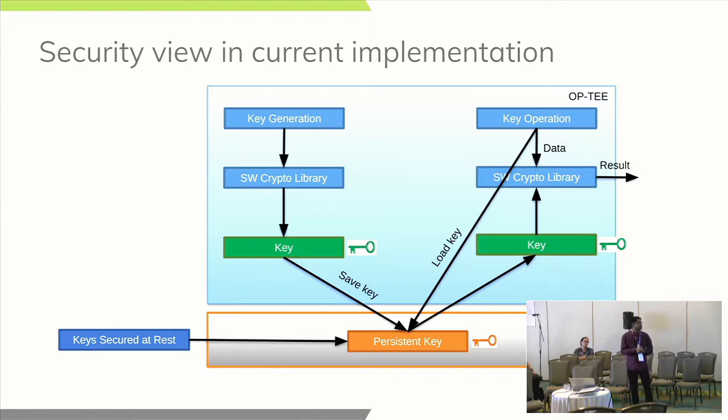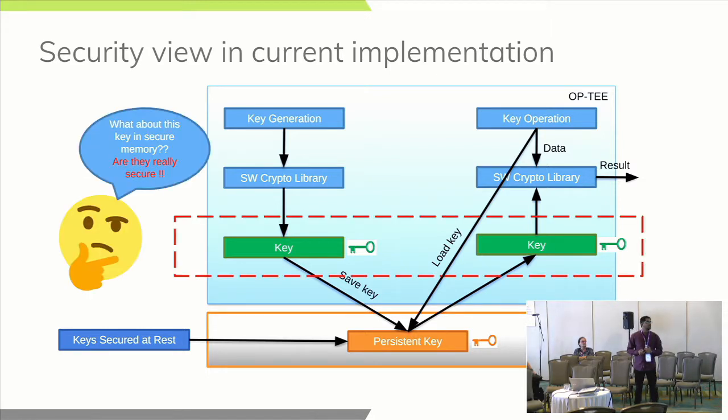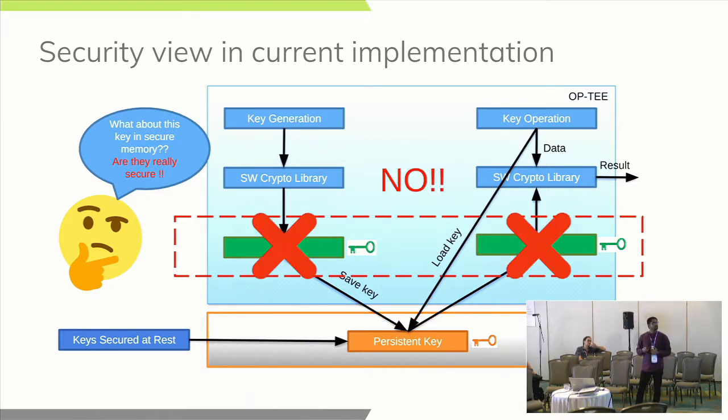So as we just discussed, this key, which is in the file system, is secured at rest. But what about this key, which is in the secure memory? Are they really secure? I don't think so. No doubt they are in the secure memory and are protected from access from the non-secure world. But what if any vulnerability comes in the TEE implementation or TA implementation?